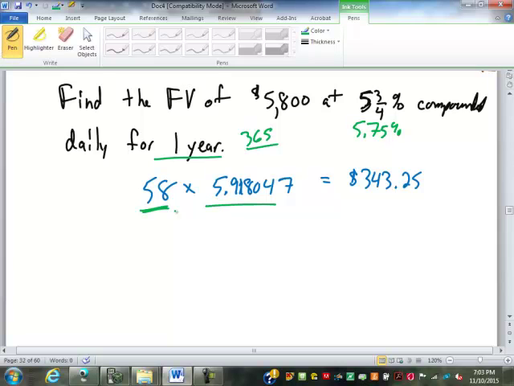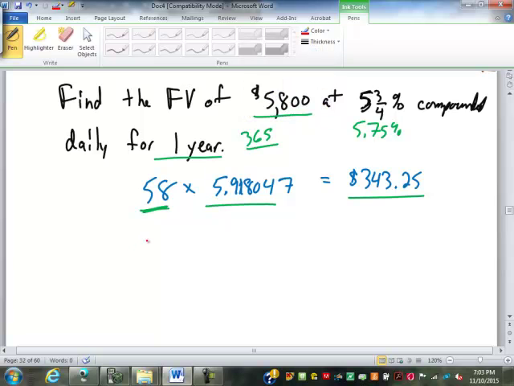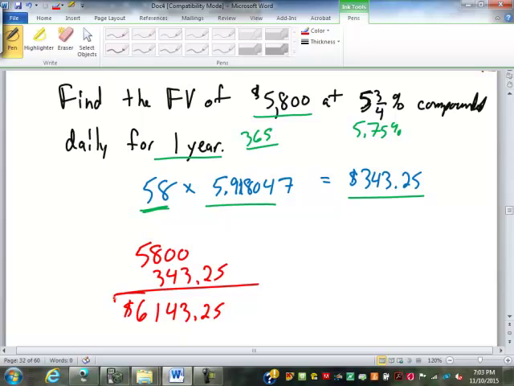Well, we have to divide our principal by 100. 5,800 divided by 100 is 58. So we multiply those out, we get an interest of $343.25. So our compound amount, or our future value, I should say, is 5,800 plus 343.25, or $6,143.25. How many of you had that? Good deal.